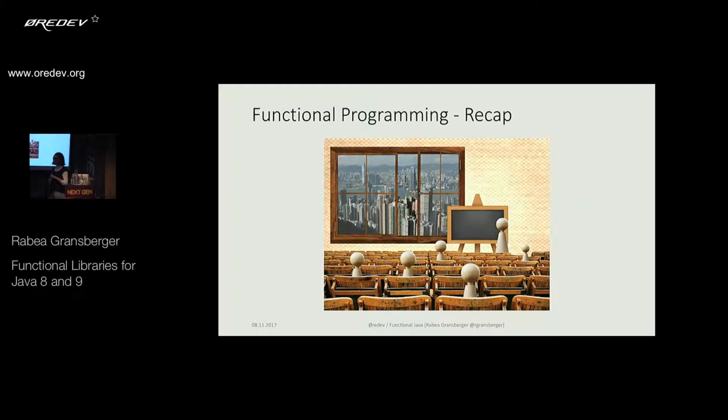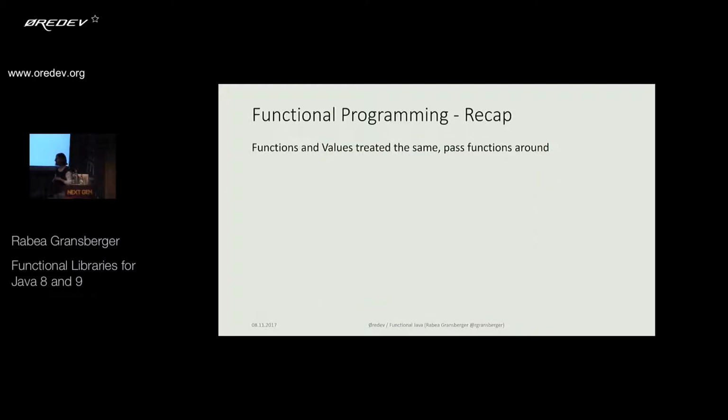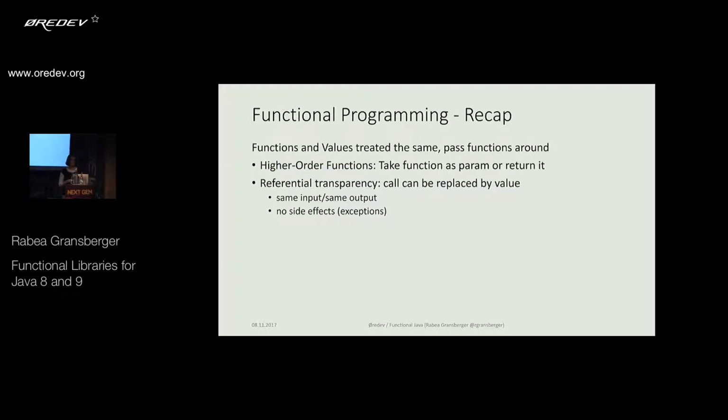Let's do a quick recap of functional programming, which you might have learned somewhere a long time ago. I didn't really remember all the things when I built up the talk, so here it is. The main aspect of functional programming is that functions and values are treated the same. So you can also pass functions around, not only values, to any other functions. And this also creates higher order functions. A higher order function either accepts a function as a parameter, or it can return you a new function, which we can do with lambdas, and we will have examples in a minute.